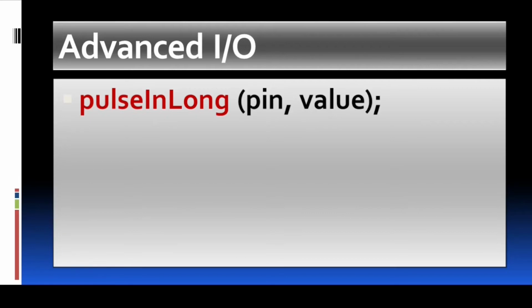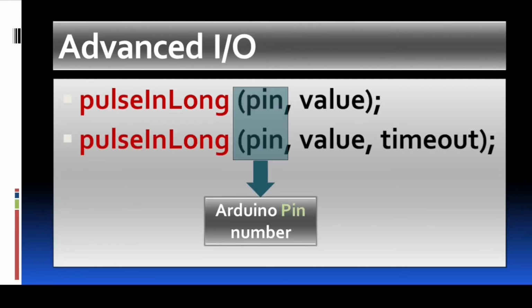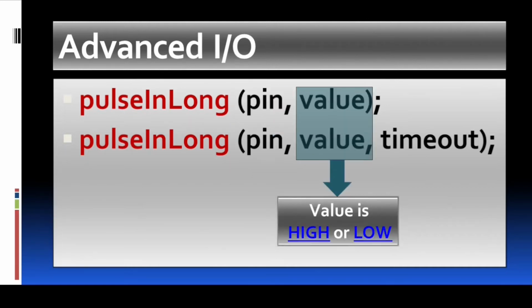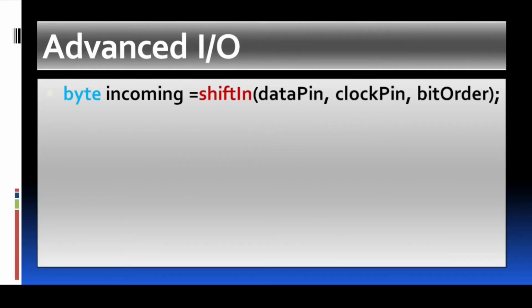Here are also two types of syntaxes. As you can see, first syntax on your screen, and here is the second syntax. First is pin. Here you put the Arduino pin number. Second is value, that is either high or low, and the timeout is used in the second syntax. It is in microseconds.